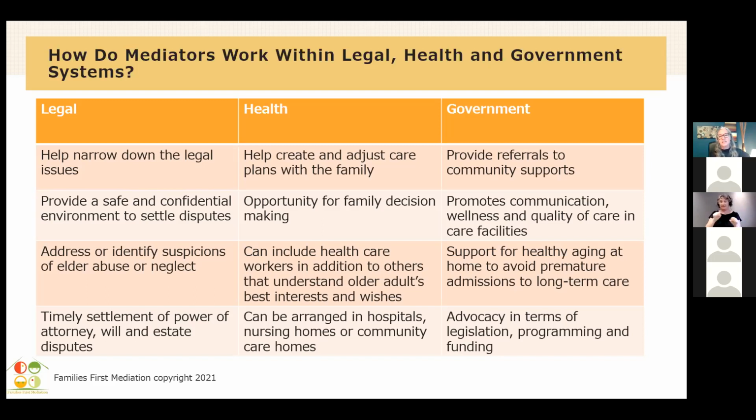And the government as elder mediators, I sit on DEAN, the Durham Elder Abuse Network, so that I can get the referrals, right? So that I know what the community supports are there for families. It promotes wellness and communication and a different way to resolve disputes. It keeps, hopefully, older adults in their homes, in a family environment versus a long-term care environment, for longer. And advocacy, our role is doing things like this and sharing information in terms of legislation and programming and funding, and speaking out for the families that we work with and helping them speak out about some of the solutions and some of the needs.